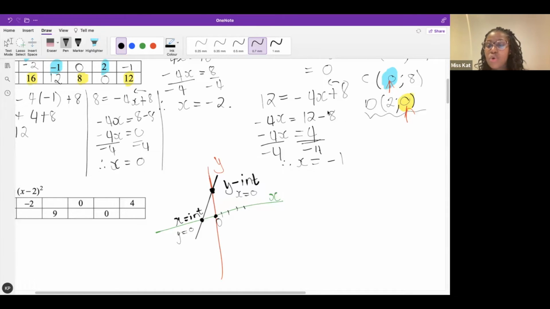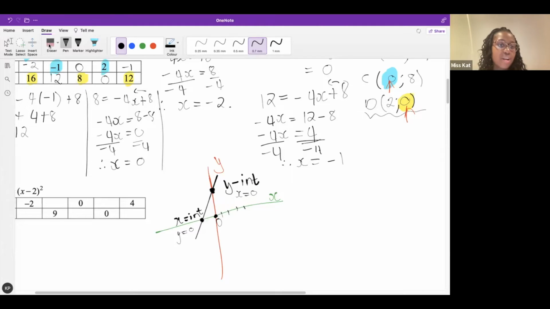Do you see why the coordinates for the x-intercept and y-intercept are the way they are? There we go. Zoe is with us. I'm very happy about that. So the only way this will be an intercept is if the other one is a 0. Otherwise, it won't be an intercept. It'll just be a point, a random point on the graph.